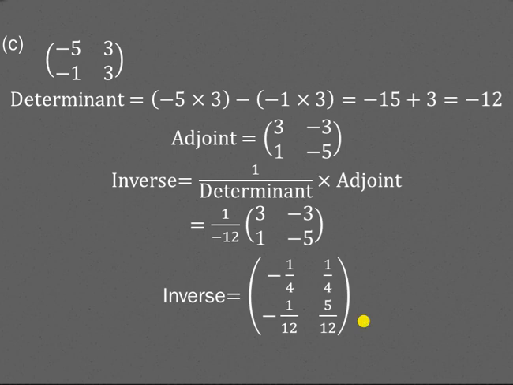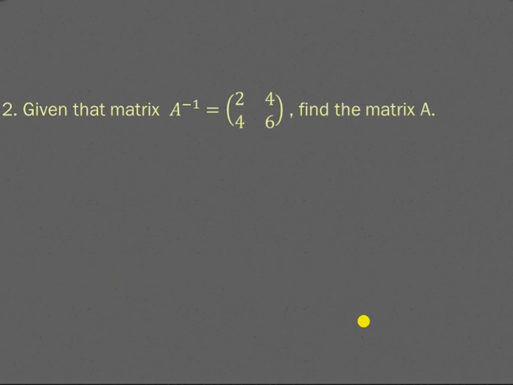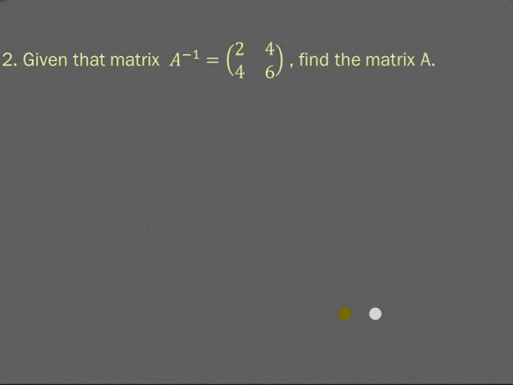Interesting. Let's look at the next question, number 2. Number 2 is quite interesting, and people like checking on students to see whether they really got the concept clearly. They're saying, given that a matrix A inverse equals 2, 4, 4, 6, find a matrix A. Now this time they have given you the inverse already, and they want to get the original matrix. What do you think we can do here?